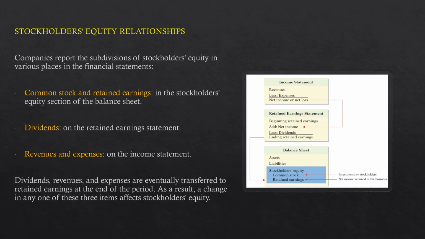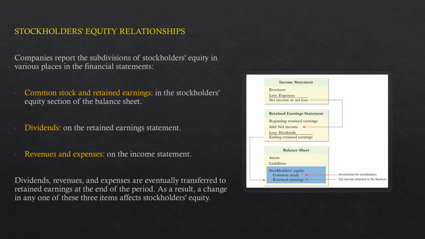All right, stockholders' equity relationships. This is the relationship. Companies report the subdivisions of stockholders' equity in various places in the financial reports, right? Common stock and retained earnings are in the stockholders' equity section of the balance sheet. Dividends are on the retained earnings statement. Revenues and expenses are on the income statement, right? Dividends, revenues, and expenses are eventually transferred to retained earnings at the end of the period. As a result, a change in any one of these three items affects stockholders' equity.